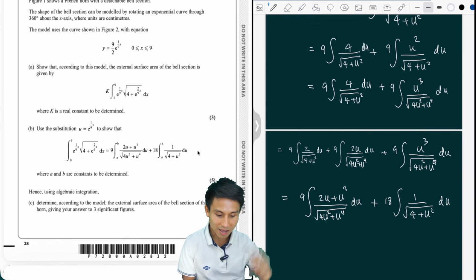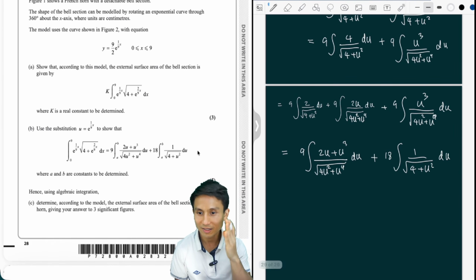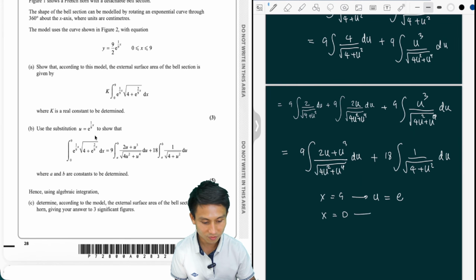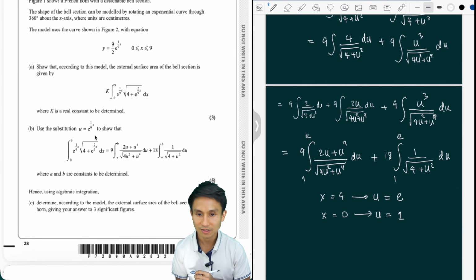And the bounds, right? We're going to apply the bounds. We're going to change the bounds. So when x equals 9, u equals what? When x equals 9, u equals e. When x equals 0, u equals 1, right? So that means the lower bound will be 1, the upper bound will be e. The lower bound 1, the upper bound e. A and b are constants. Yeah, we got it. All right, so that's it for part B.